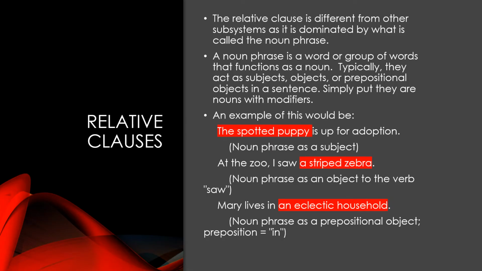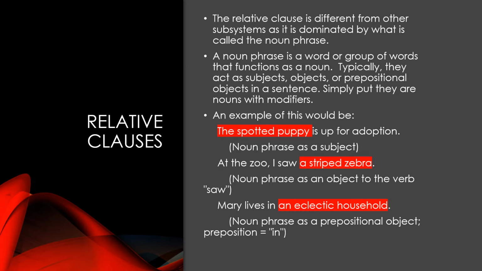Okay, relative clauses. The relative clause is different from other subsystems as it is dominated by what is called a noun phrase. A noun phrase is a word or a group of words that functions as a noun. They typically act like a subject, an object, or a prepositional object within a sentence, but more simply put, they're just nouns that come with modifiers attached to them.